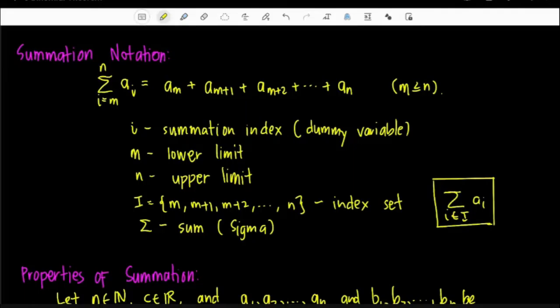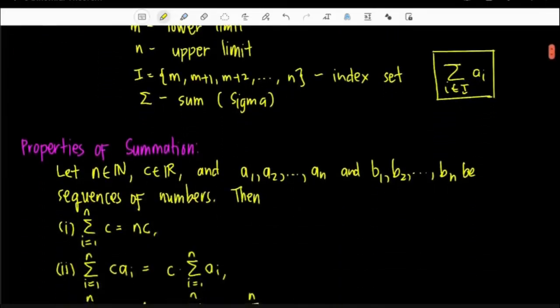So the subscripts m plus 1, m plus 2, and so on up to n, all the integers from m to n, where m is less than or equal to n, is called the index set. The index set need not be a sequence of consecutive integers. In some form, we can define any set of real numbers as our index set. For instance, we can just say that i is in a set.